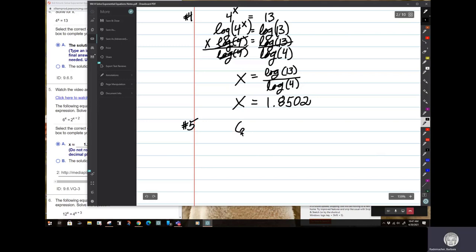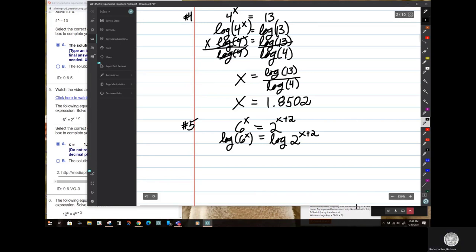Number 5 is 6 to the x equals 2 to the x plus 2. Well, there's no way, even though 6 equals 2 times 3, there's no way you're going to get 2 as a base. So give it up. We're going to take the log of both sides. The log of 6 to the x equals the log of 2 to the power x plus 2.